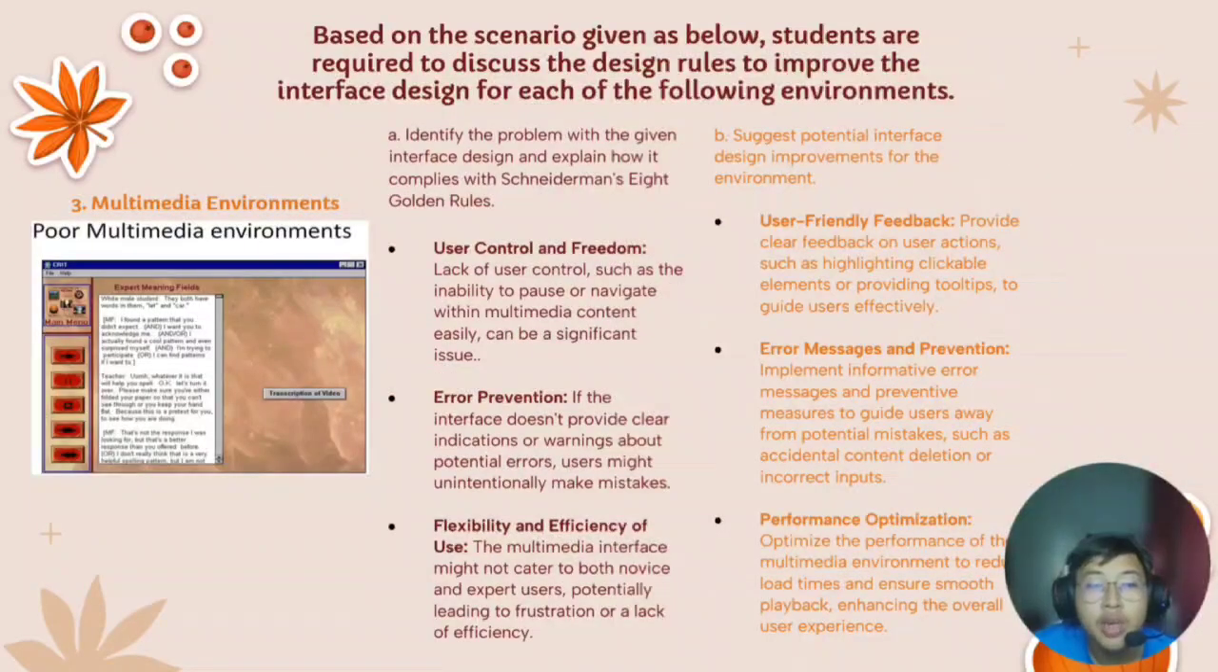The third one, multimedia environment. A. Identify the problem with the given interface design and explain how it complies with Shneiderman's eight golden rules. First, user control and freedom. Lack of user control, such as the inability to pause or navigate within multimedia content easily, can be a significant issue. Second, error prevention. If the interface does not provide clear indication or warning about potential errors, users might unintentionally make mistakes. Third, flexibility and efficiency of use. The multimedia interface might not cater to both novice and expert users, potentially leading to frustration or a lack of efficiency.